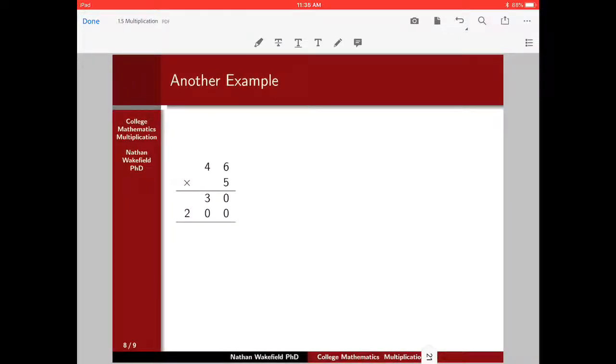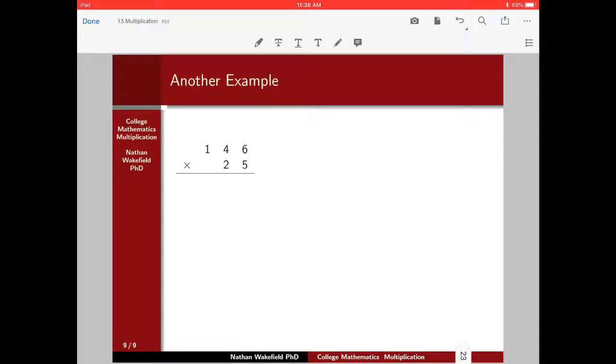What it looks like in work is we're going to take 5 times 6 and get 30. And we're going to take 5 times 40 and get 200. Then we're going to add those numbers together to get a total of 230. So this is the standard algorithm, the standard way of handling multiplication.